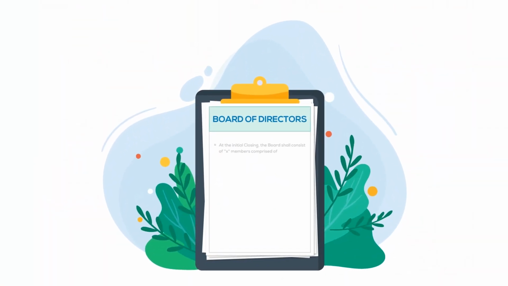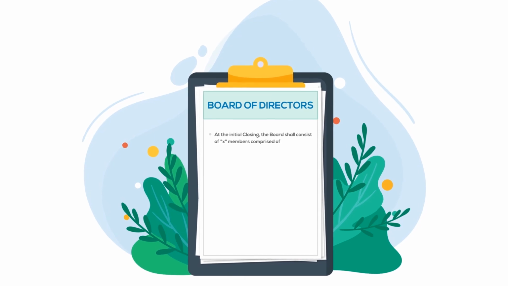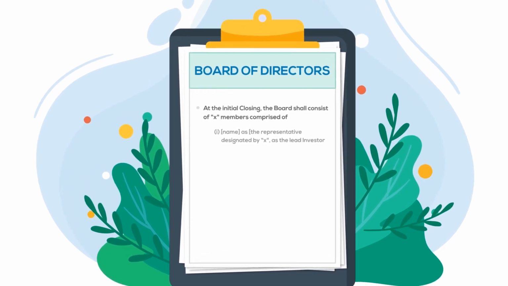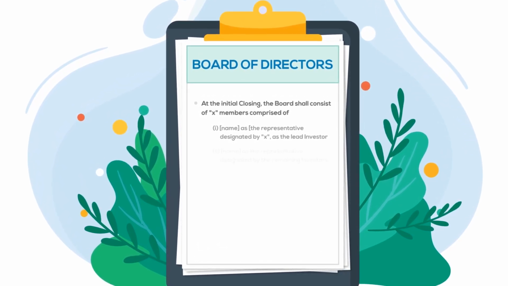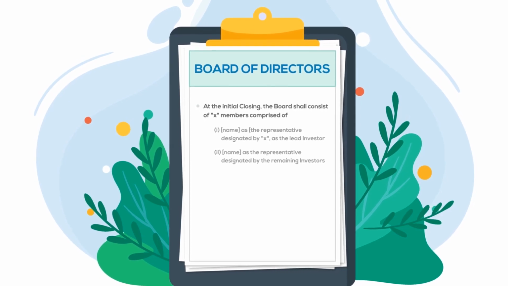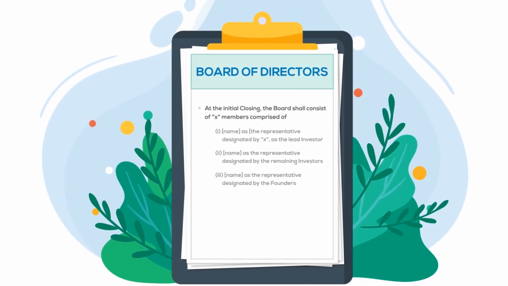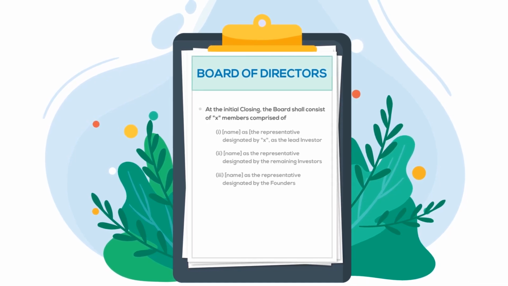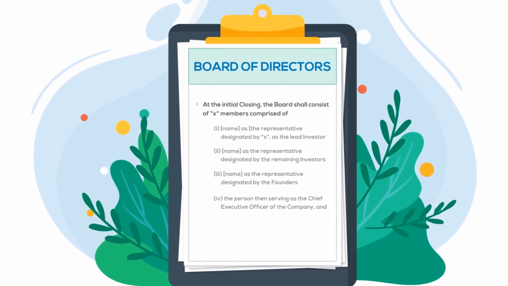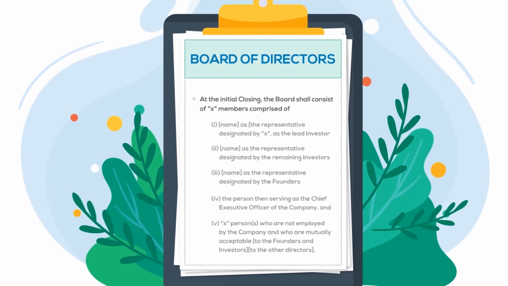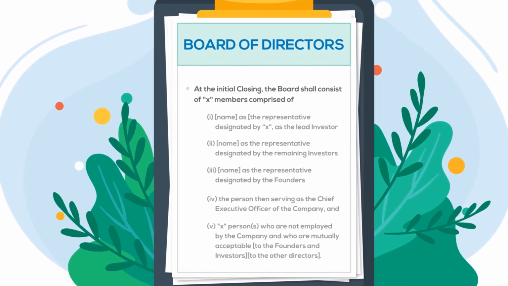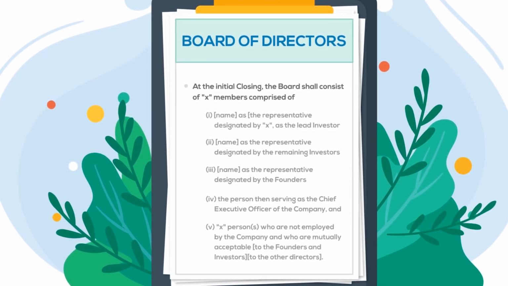It reads, "At the initial closing, the board shall consist of blank members, comprised of 1. Name, as the representative designated by blank, as the lead investor. 2. Name, as the representative designated by the remaining investors. 3. Name as the representative designated by the founders. 4. The person then serving as the chief executive officer of the company. And 5. Blank person or persons who are not employed by the company and who are mutually acceptable to the founders and investors, to the other directors."